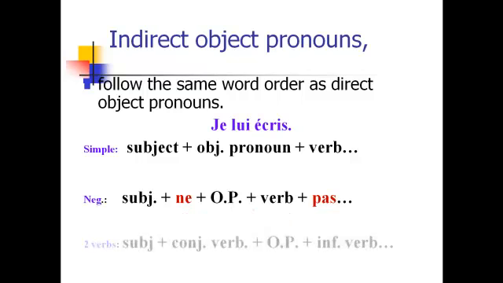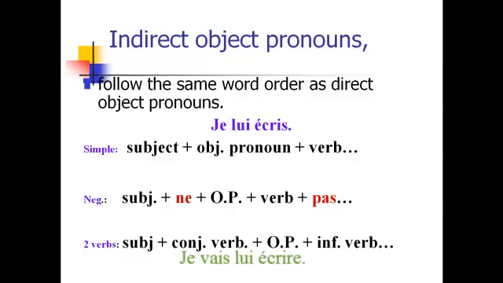The most complicated is when you have two verbs in a sentence. You'll start with your subject, then you'll conjugate that first verb, whether you're saying I'm going to write, I want to write, I like to write. That first verb will be conjugated. Then the object pronoun will go in front of the infinitive of the verb. Because remember, the object pronoun goes in front of the verb that it receives the action of. So if you were going to take the sentence je lui écris and say I'm going to write to him, it would be je vais, because that's the conjugated verb, lui, and then écrire, the infinitive of écrit.